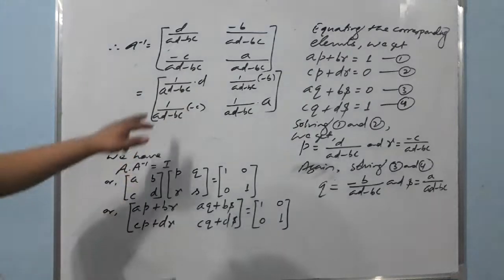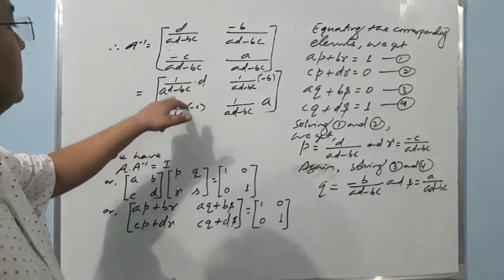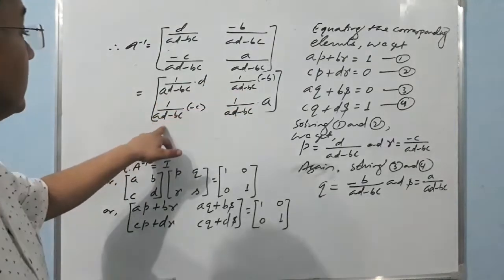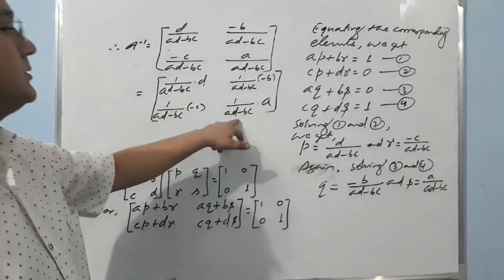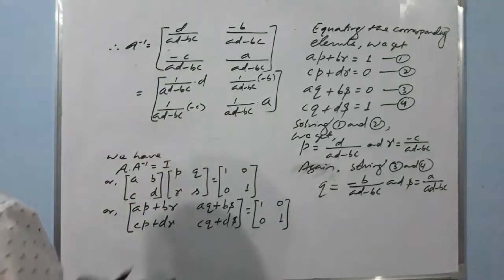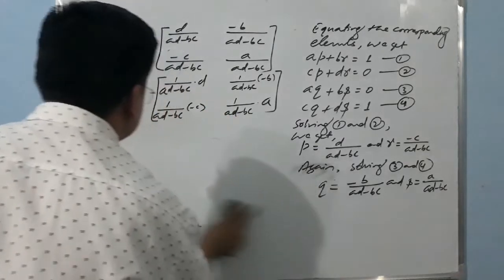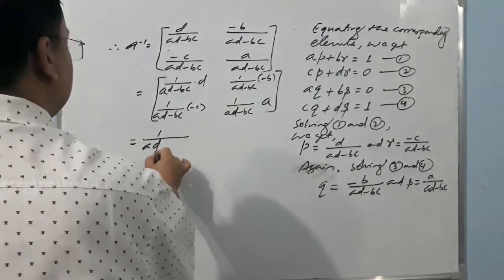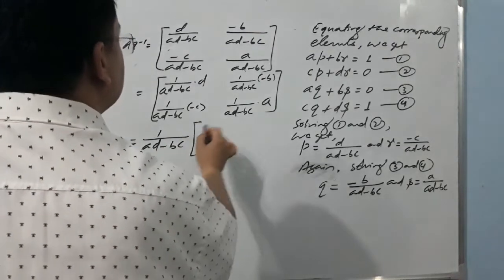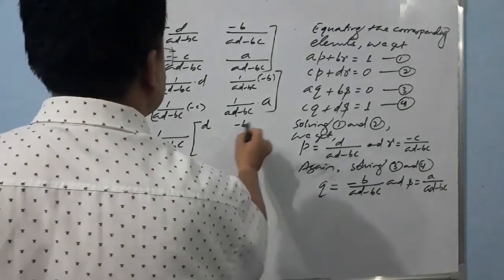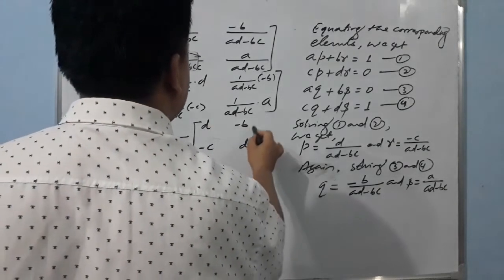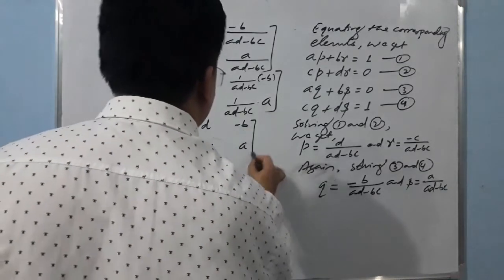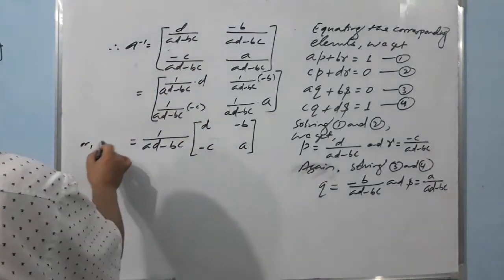Now you can see each and every term of A inverse has 1 upon AD minus BC. So we can take this term as a common factor: A inverse is equal to 1 upon AD minus BC times the matrix D, minus B, minus C, A. Sorry, here A, here A. This is A inverse.